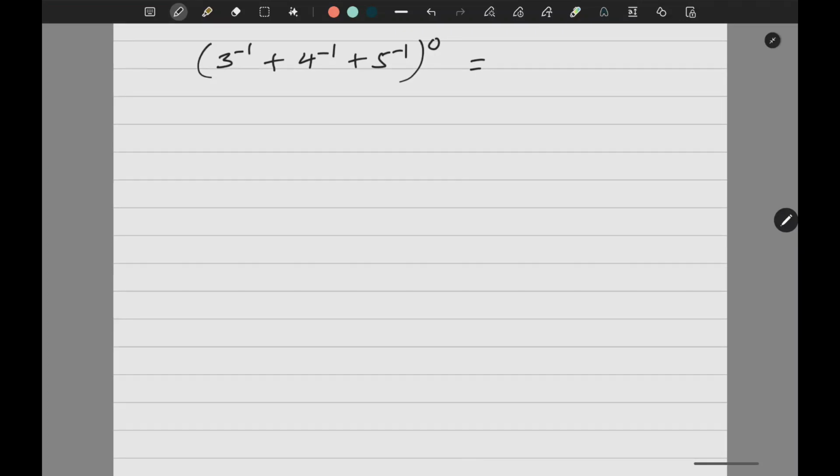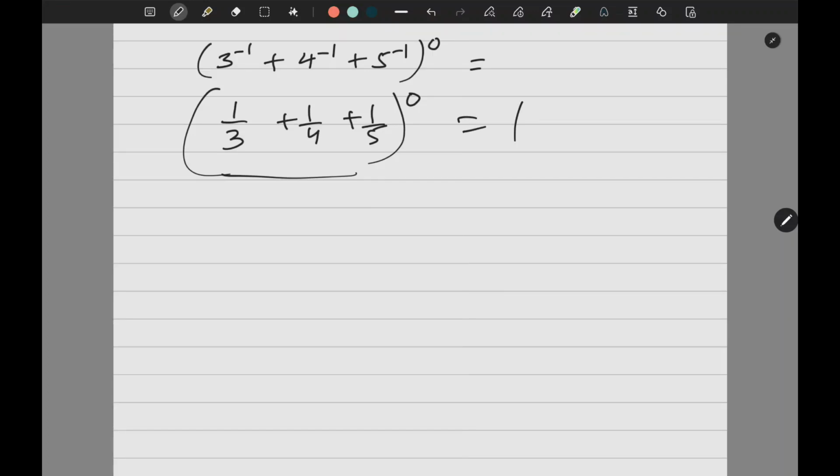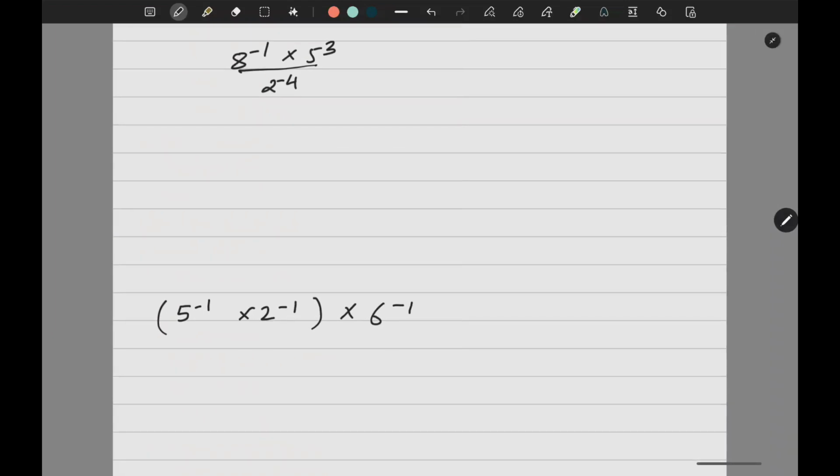Okay. So this seems to be a simple question. Again plus in between. So 1 by 3 plus 1 by 4 plus 1 by 5, to the power 0. Do I need to solve this? No, because anything to the power 0 is 1. So my answer is 1. So it is a very good objective. Let's move to the next one.